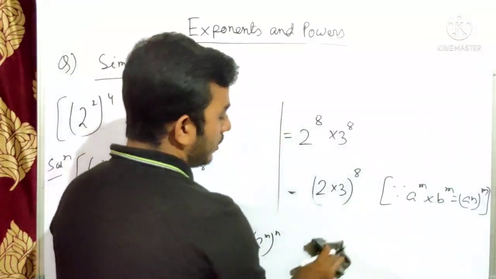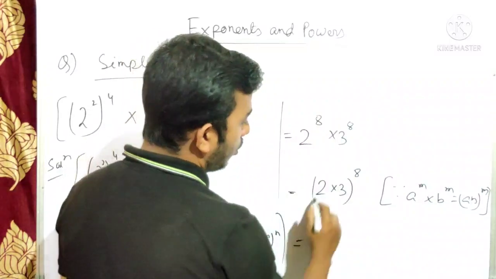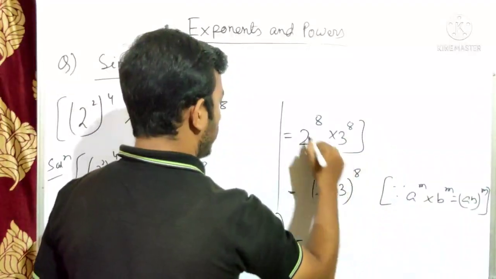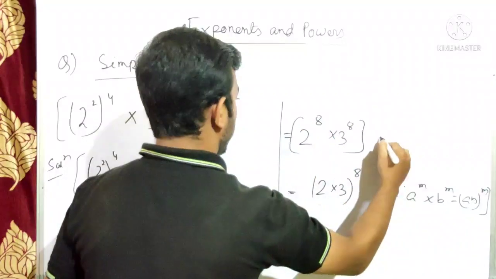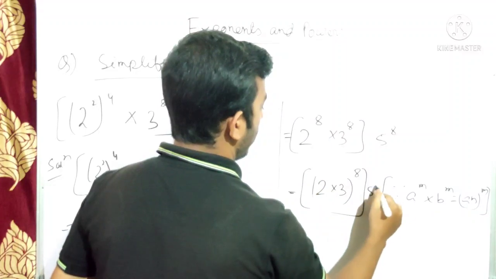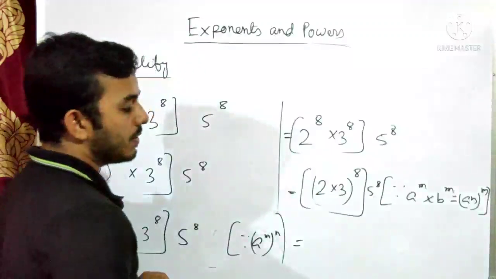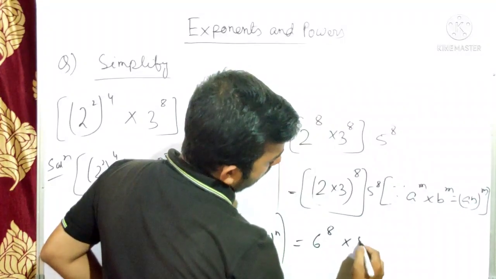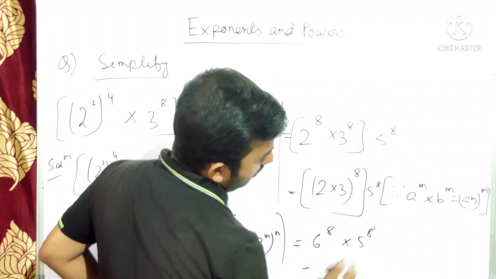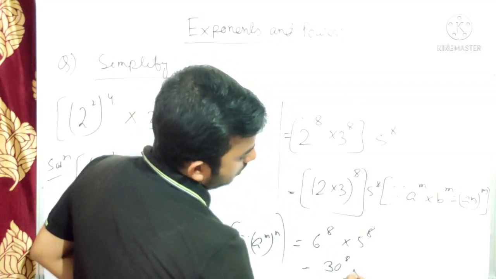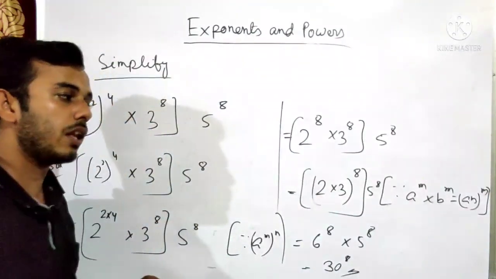Now look, sorry, this 5 to the power 8 was left. Sorry for that. 5 to the power 8. Now 2 into 3 is how much? 6, isn't it? 6 to the power 8, then into 5 to the power 8. Again this relation: 6 into 5 is how much? 30, isn't it? 30 to the power 8. Clear? I hope this is clear to you, right?